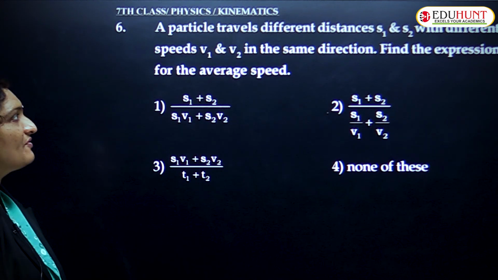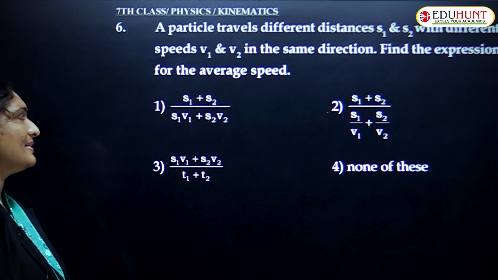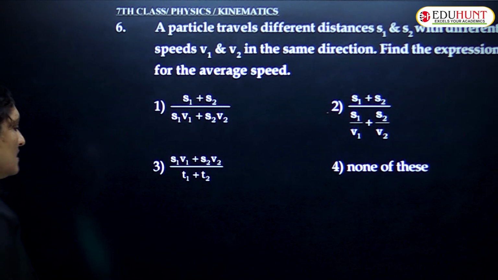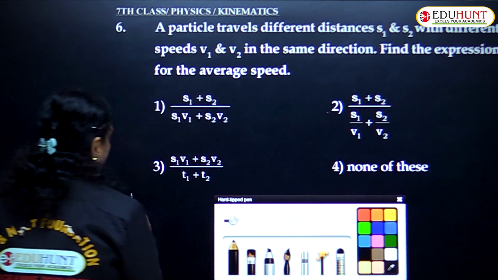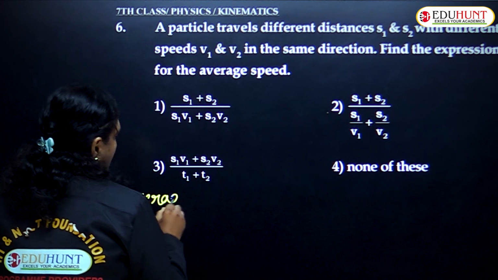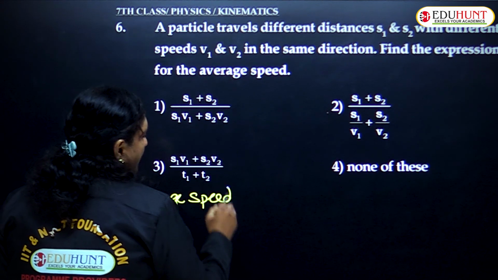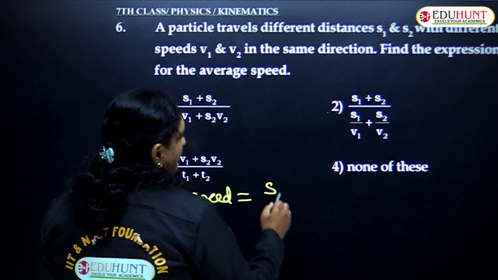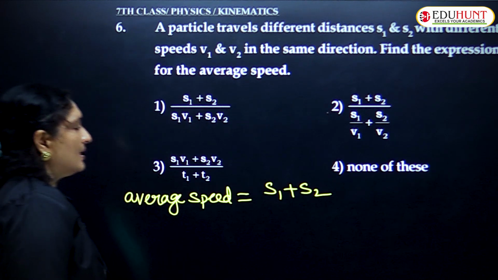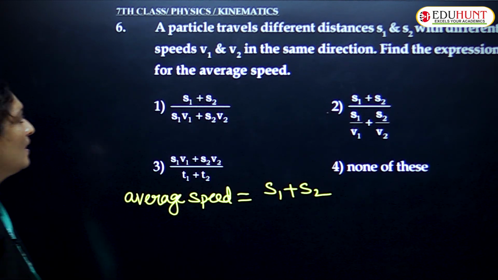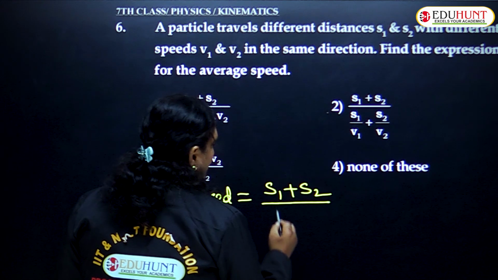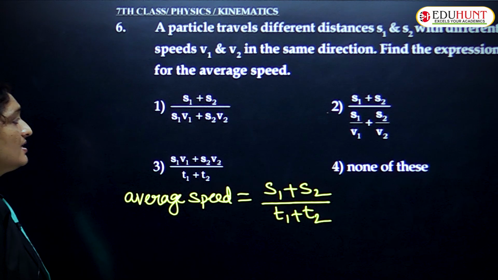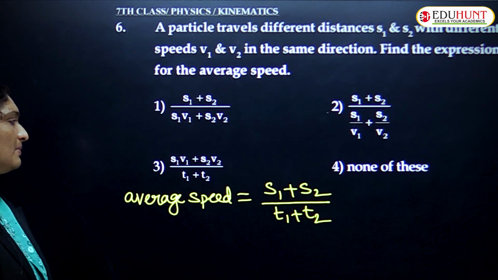A particle travels different distances S1 and S2 with different speeds V1 and V2 in the same direction. Find the expression for average speed. Children, earlier I already told you that average speed is equal to total distance by total time. What is the total distance they have given? That is S1 and S2, two different conditions. Total distance is S1 plus S2. And time they haven't given, but we know the formula: for two different intervals, it means T1 plus T2. So, average speed is S1 plus S2 by T1 plus T2.